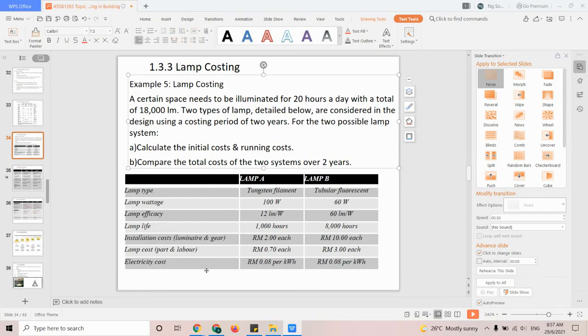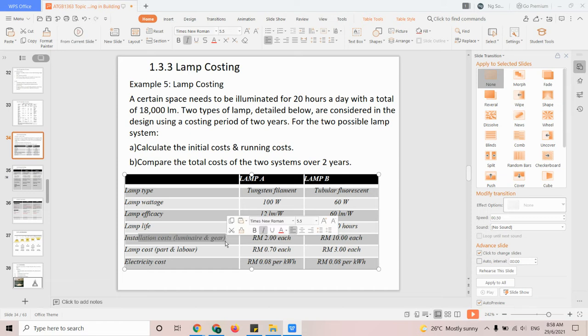Okay, so you'll be given a table where for lamp A, you'll be given their voltage, their efficiency, their lifespan, their installation cost, their luminaires and gear. So the luminaire and the gear is the fitting. You have your light, and you actually need a fitting for you to put your light onto. So this is your installation cost.